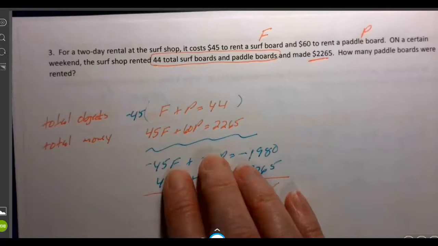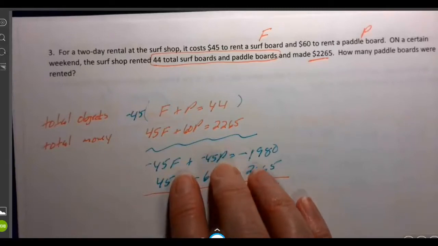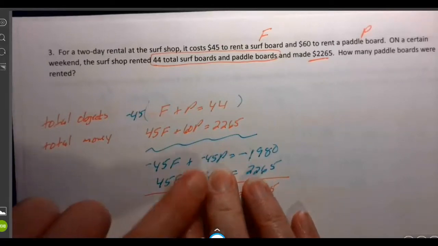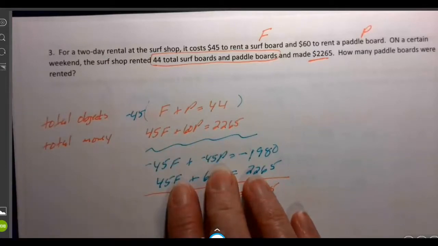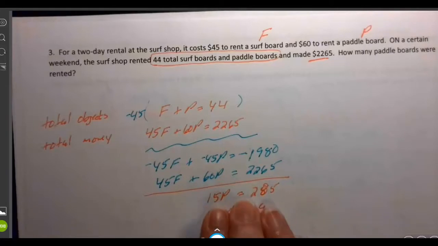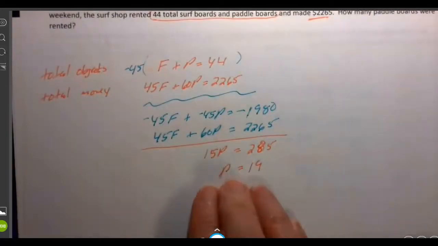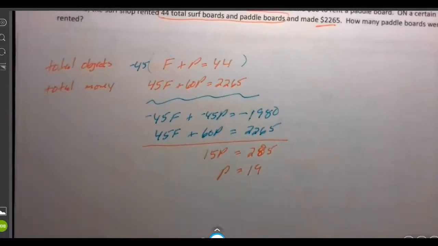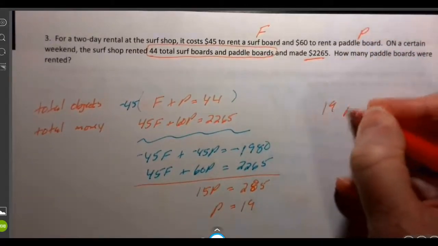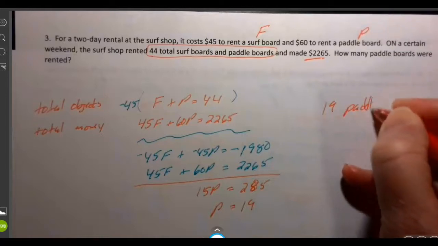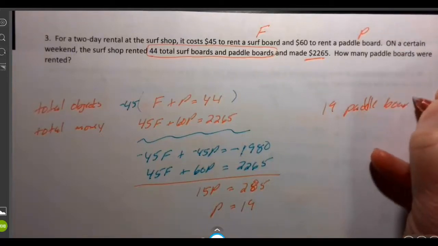Okay, so I multiplied through by a negative 45. There's my first equation, negative 45F plus negative 45P is equal to negative 1,980. When I add those two equations, I get 15P is equal to 285. So P is equal to 19. What does that mean? That means the number of paddleboards. So I have 19 paddleboards that were rented out that day.